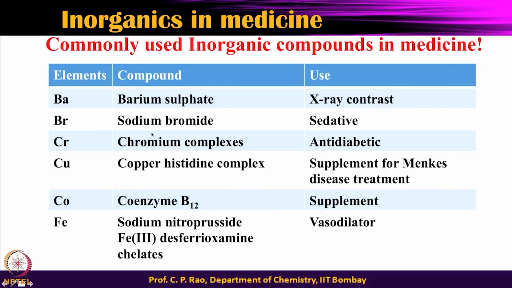Bromide in the form of sodium bromide is a sedative. Chromium complexes, not proven very well, but they are on the anti-diabetic side. Copper of course is a histidine complex. It is a supplement for Menkes disease and for various things of that kind too. Cobalt is coenzyme B12. It is a supplement we take whenever we feel weak. Iron, sodium nitroprusside, iron desferrioxamine chelates, all of these are vasodilators.